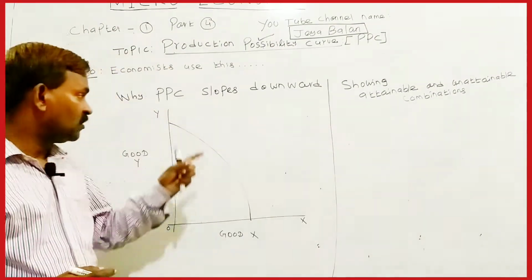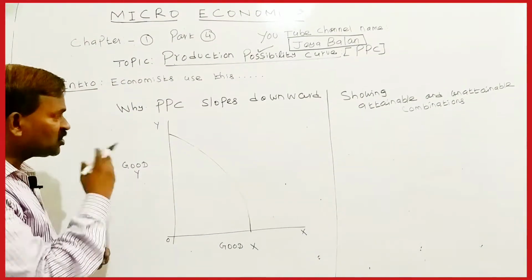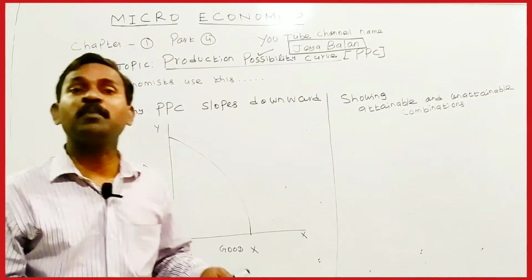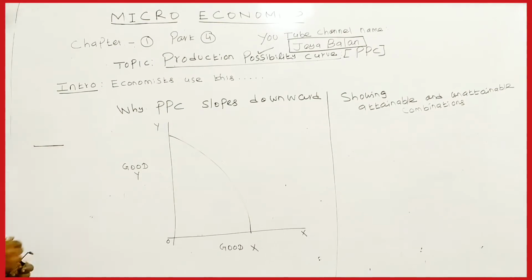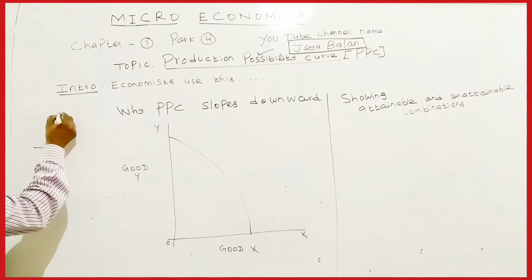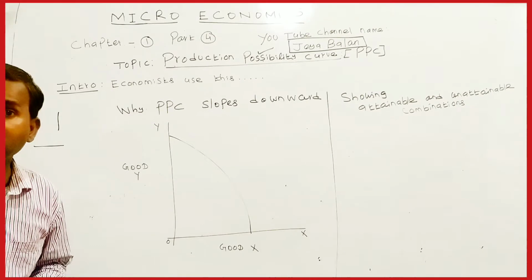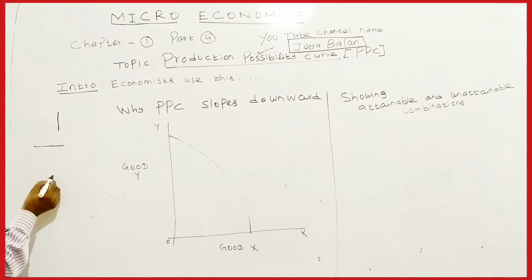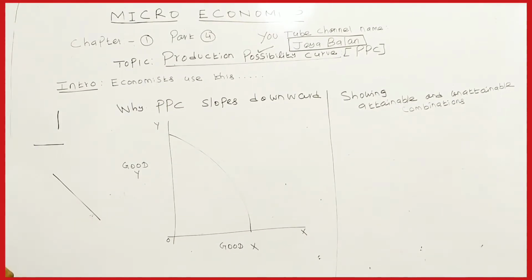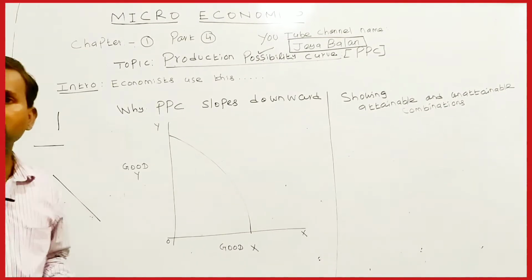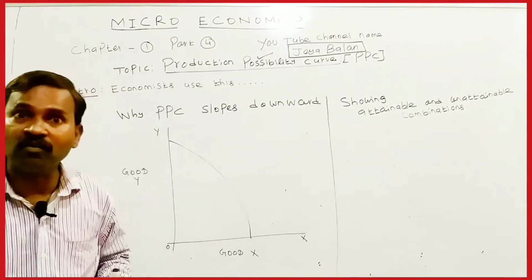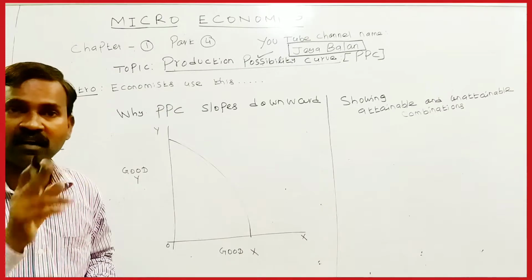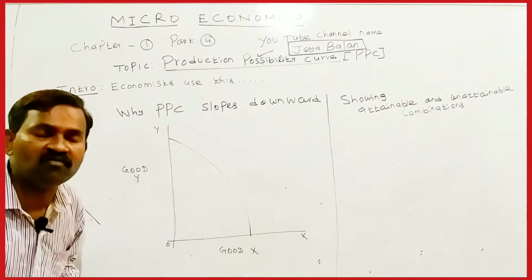But when I ask you, what is the shape of the production possibility curve? You can't say it's a horizontal line. You can't say it is a vertical line. You can't say it's a straight sloping down. You can't say a straight upward line. So what is the shape of the production possibility curve? I told you, a curve. What type of curve is it? A curve which slopes downwards.